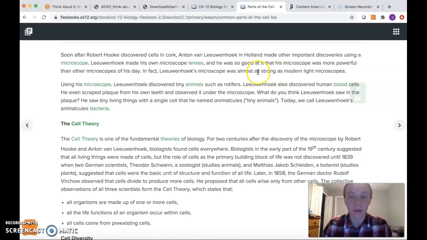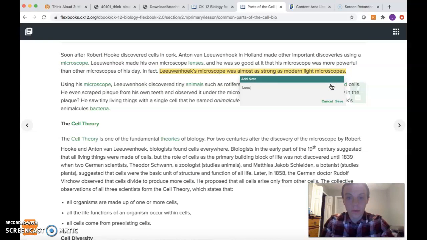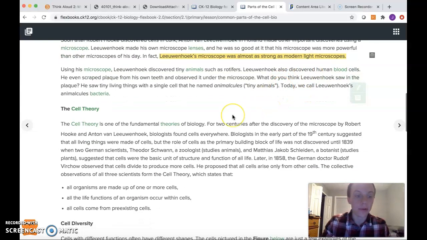So this is kind of amazing that Leeuwenhoek's microscope, which was way back hundreds of years ago, was as strong as microscopes are today, almost. Hundreds of years old. So this is a wow moment, kind of impressive. Using his microscope, Leeuwenhoek discovered tiny animals such as rotifers.